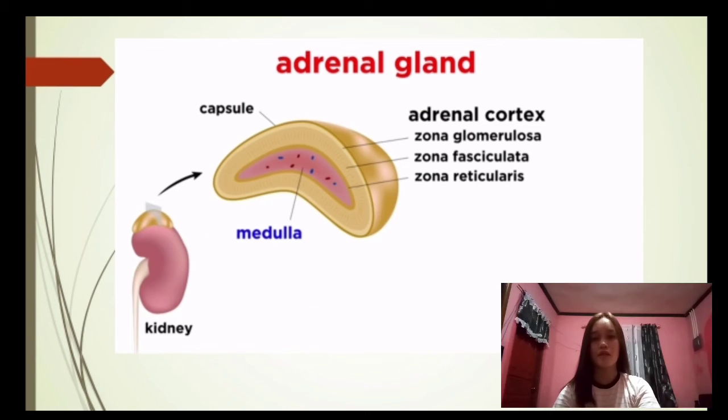Adrenal glands consist of two regions. The adrenal cortex is the outer layer of the gland, and it has three parts: the zona glomerulosa, the zona fasciculata, and the zona reticularis. And the adrenal medulla is the core of the gland, and it has chromaffin cells.